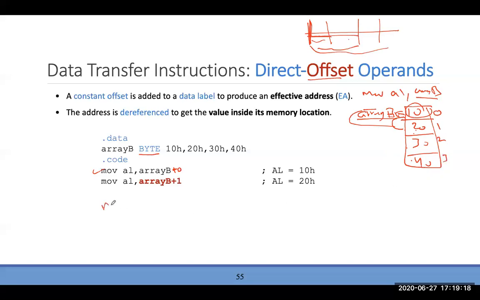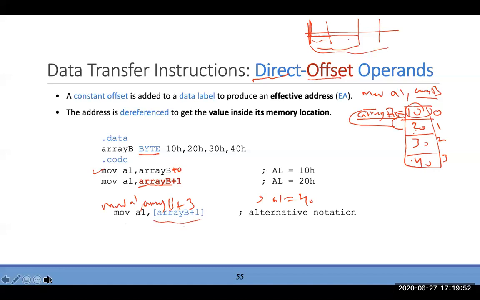So what if we say move to AL array B plus 3? The AL right here is going to equal what? 40. You see what I'm talking about? So you are offsetting. This is the way we access the memory, direct offset. Why do we say direct? Because you are using the memory address, the fixed point, and you add to it directly. You're going to see the effect of this, so keep that in mind. Again, if you have the square brackets, that means nothing, just the same thing, just explicit.